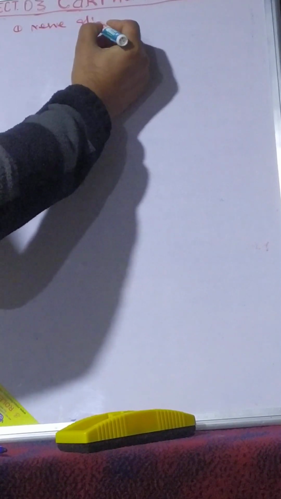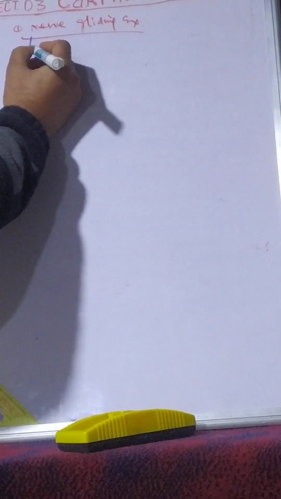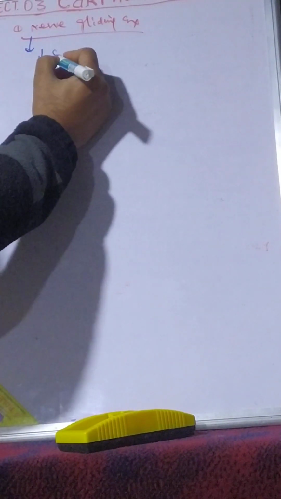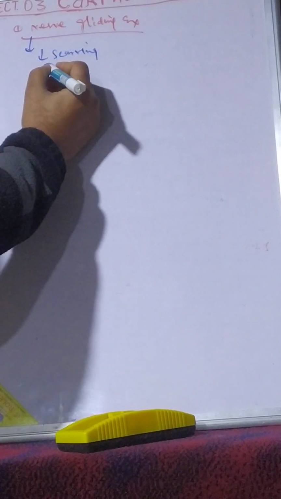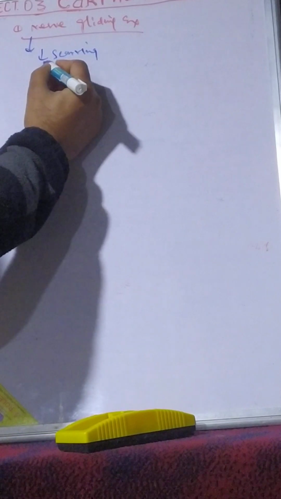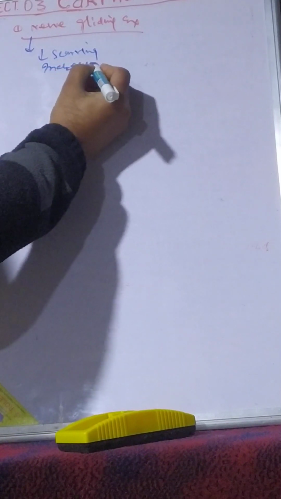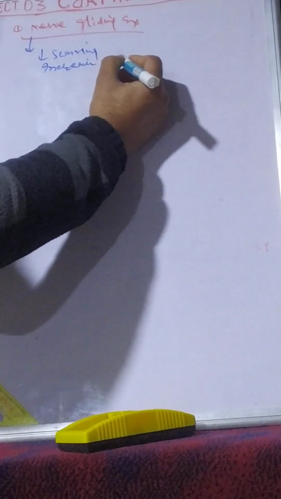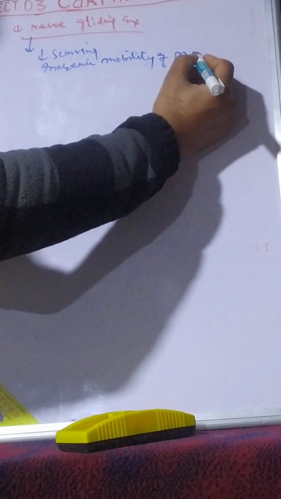Now, exercises. Nerve gliding. Nerve gliding exercises. What is the use of nerve gliding exercises? They decrease scarring and increase the mobility of nerves, the mobility of the median nerve.